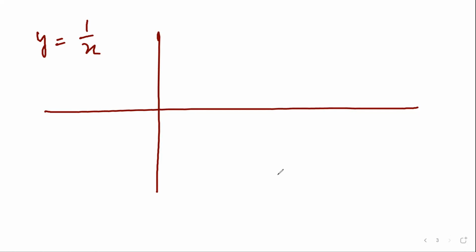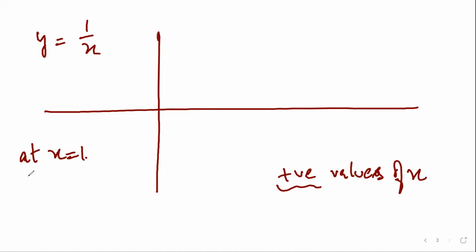We'll only cover the positive values of x. Right now in this lecture, we are just bothered about the positive values of x. Of course, x can take negative values also, but just to make things simpler, I'm focused on the positive values of x. Now, if you see this, at x is equal to 1, the value of y would be 1. Is it making sense?